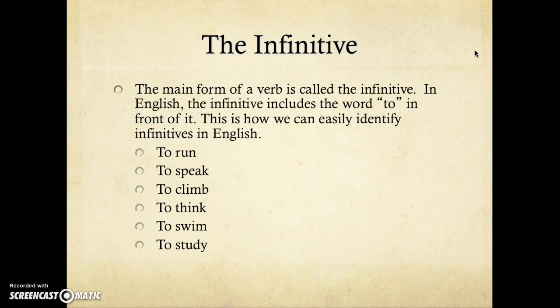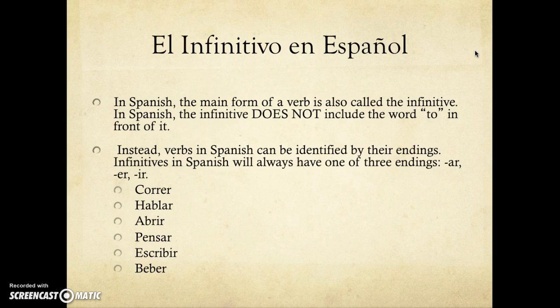The infinitive. The main form of a verb is called the infinitive. In English, the infinitive includes the word to in front of it. This is how we can easily identify infinitives in English. Some examples are to run, to speak, to climb, to think, to swim, to study.